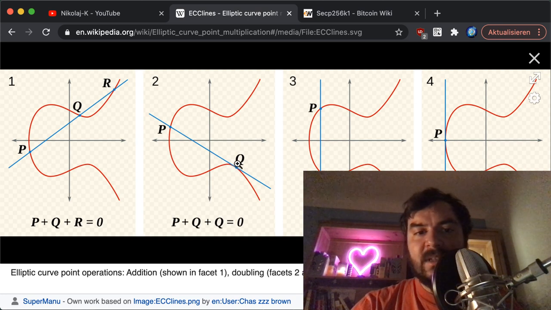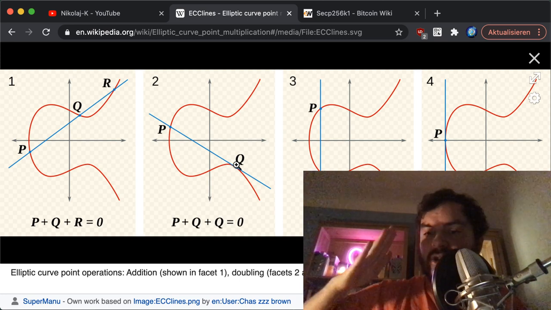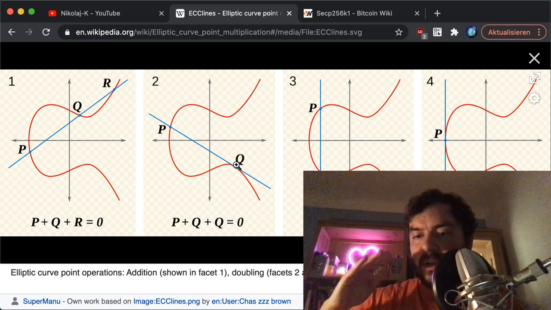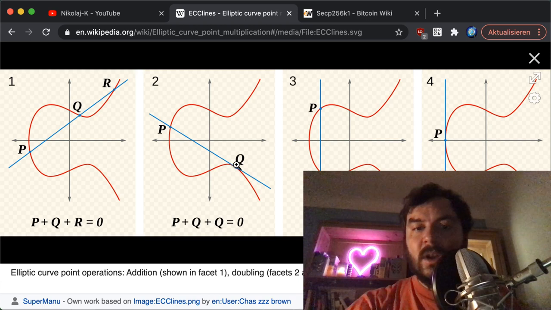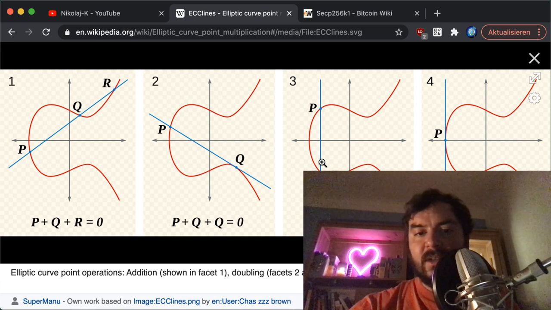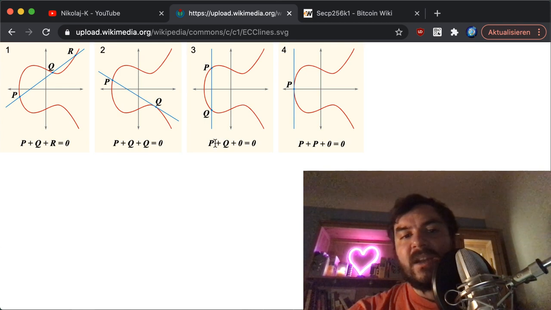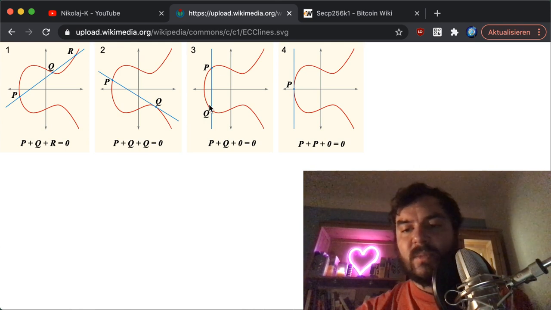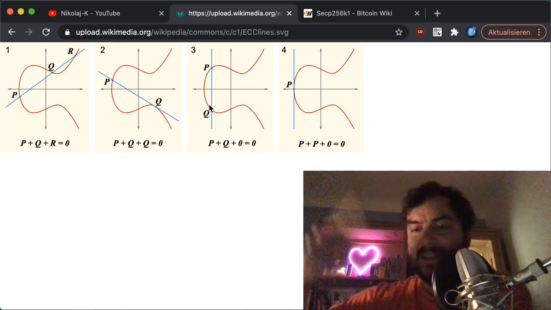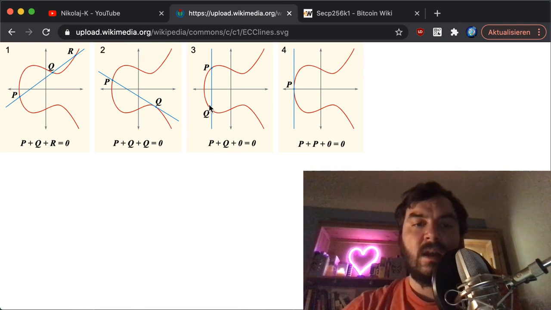Okay, so taking any point and adding it to itself means you take the tangent, you see where the tangent intersects with the elliptic curve, and then you have to do another flip down. Here you see the definition of the flip down, by the way. It says if P and Q lie on the vertical line, then the addition of them is zero, meaning P equals minus P equals Q, right? So the negative of the point on the elliptic curve just means negative in the y direction, having the x component be fixed.